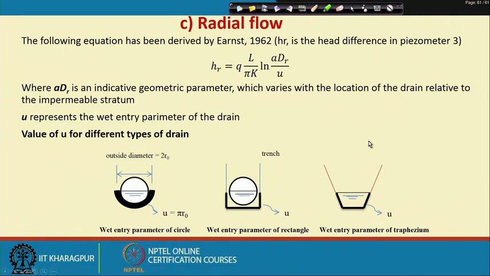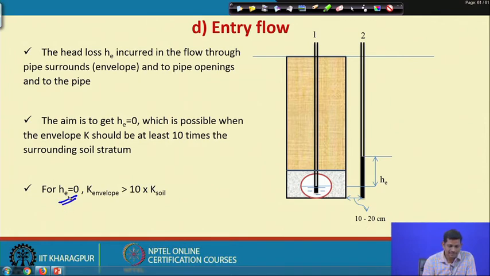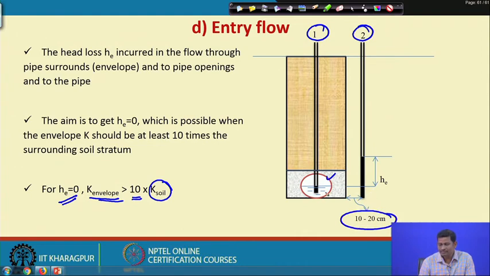And then the next is entry flow H e. For entry flow, H e we need to minimize. For H e to be 0, K envelope should be greater than 10 times the K soil. So, the hydraulic conductivity of the envelope material should be greater than 10 times the soil hydraulic conductivity. Here you can also measure the entry flow by installing a piezometer which is directly connected to the drain. For example, the piezometer is installed into the drain, and there is a second piezometer installed 10 to 20 centimeters nearer to the drain, which has the envelope material. Okay. So, here H e is like this. This is H e we need to find out or minimize.